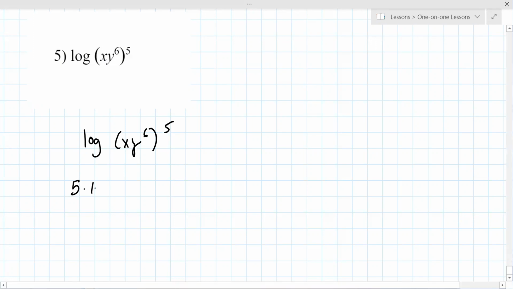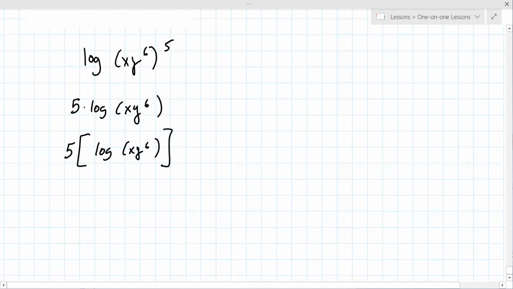So it's 5 times log of xy to the 6th. Now I'm going to write this slightly differently. I'm going to put 5 parentheses log xy to the 6th because I really need to emphasize something that's about to happen. Do you agree that this is a product inside here? Yes, I do. So the product gets split apart: log x plus log y to the 6th. Does the 5 go with both of these, one of these, none of these? Both.